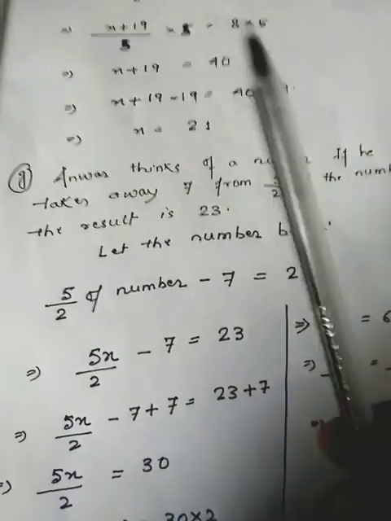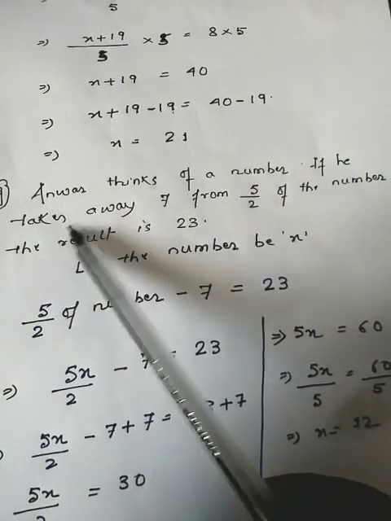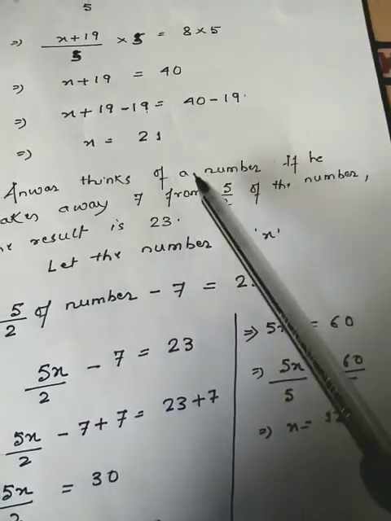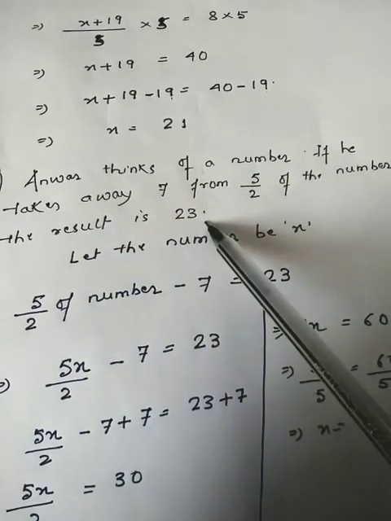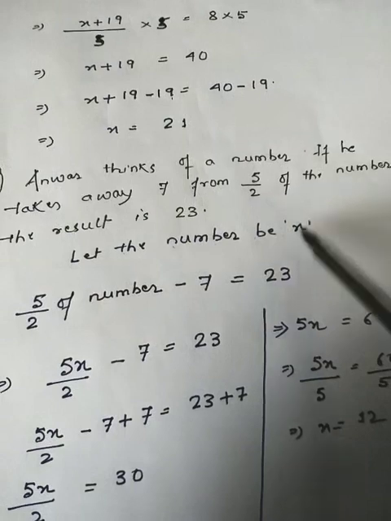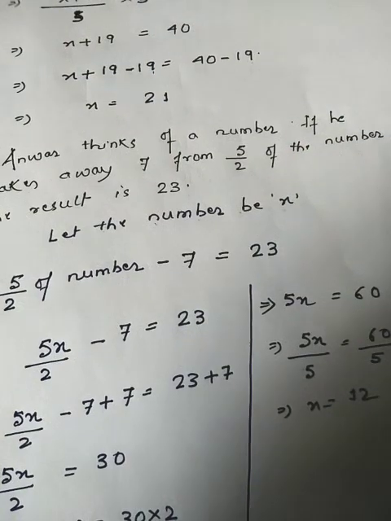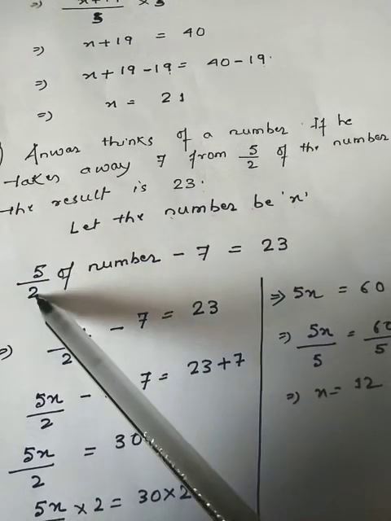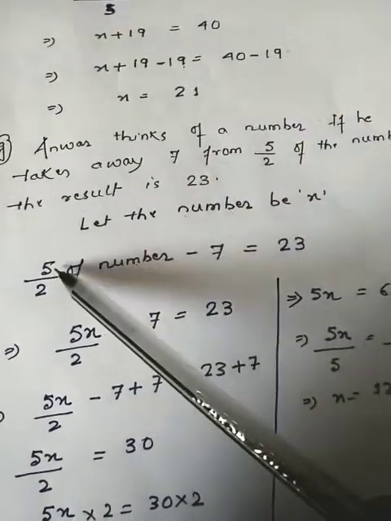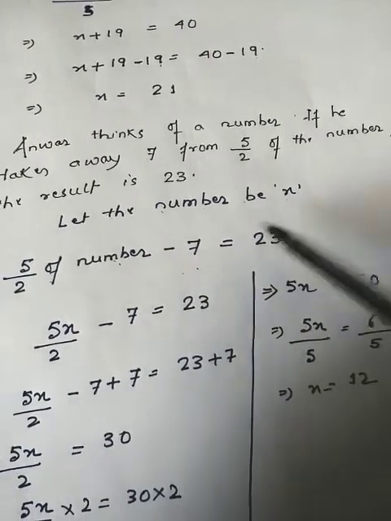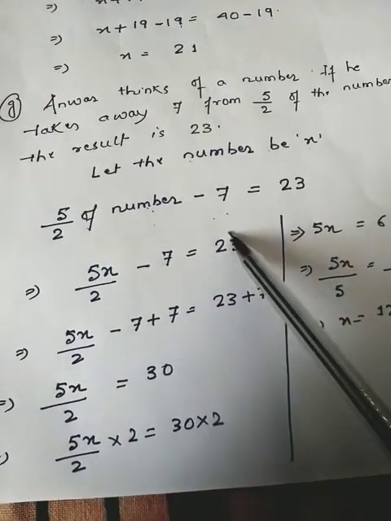The last sum, G. Anwar thinks of a number. If we take away 7 from, again see, from is there, 7 from 5 by 2 of a number, the result is 23. So first thing, let the number be x. Now Anwar has subtracted 7 from 5 by 2 of a number, so you will write this part first. See, 5 by 2 of a number. Always remember from, be careful with this word. Okay, so 5 by 2 of a number minus 7 equals 23. So 5 by 2 of a number means what? 5x by 2 minus 7 equals 23.